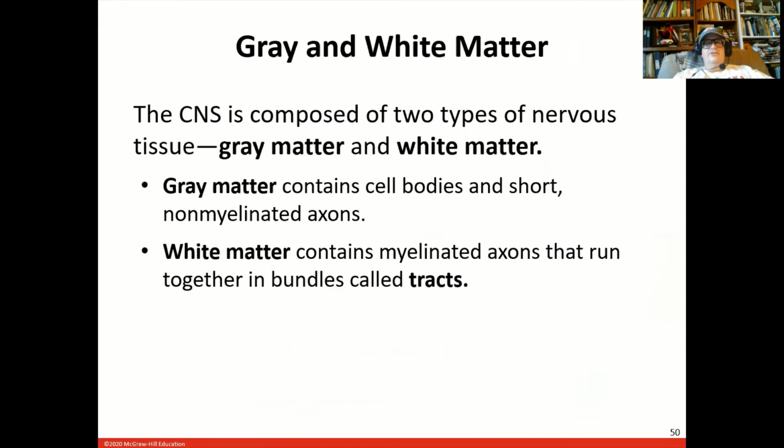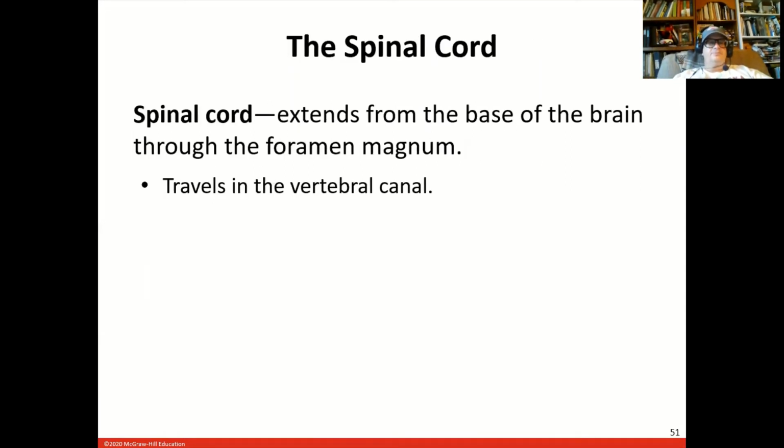The central nervous system is made out of two types of tissue, gray matter and white matter. Gray matter is neurons that have short axons without myelin sheaths. And white matter tends to have longer axons. They're collected into bundles that we call tracts. And those long axons have insulation, myelin sheaths. Since this is the central nervous system, we're talking about oligodendrocyte sheaths. We're not talking about Schwann cells. Schwann cells are in the periphery, the peripheral nervous system.